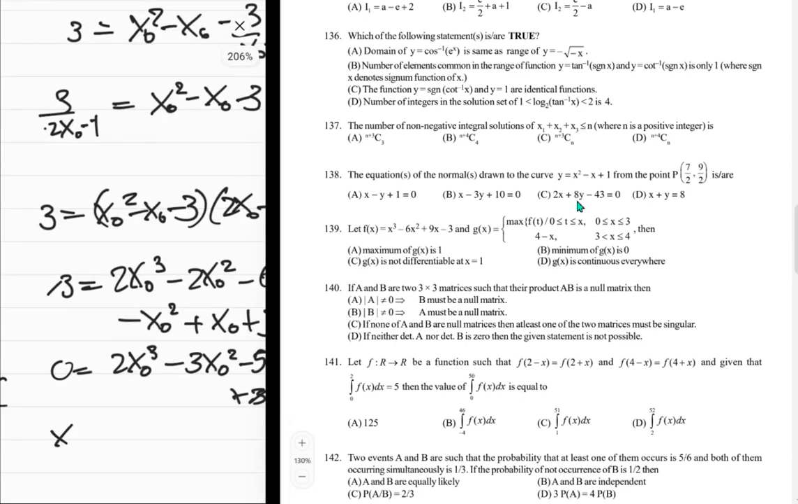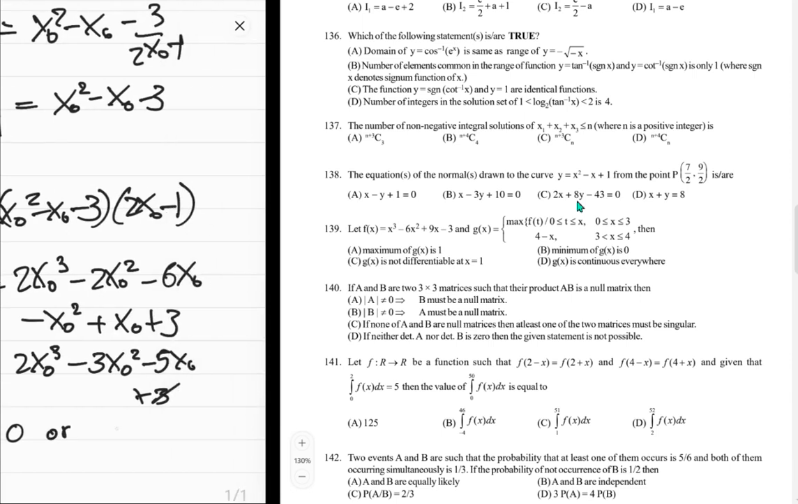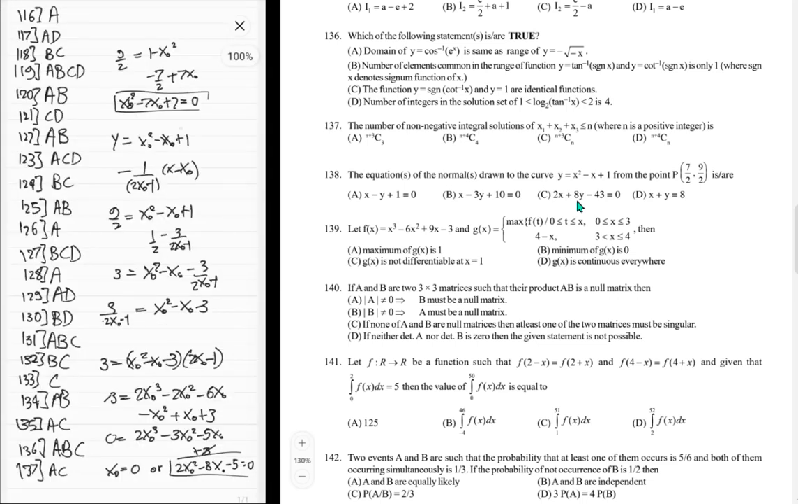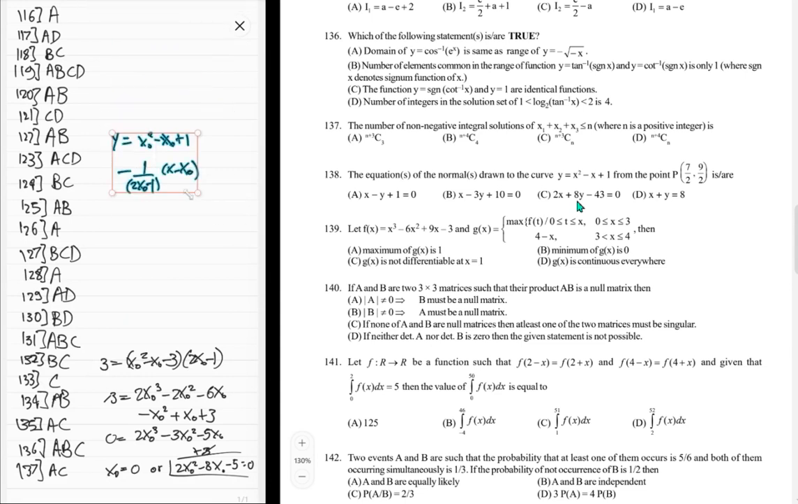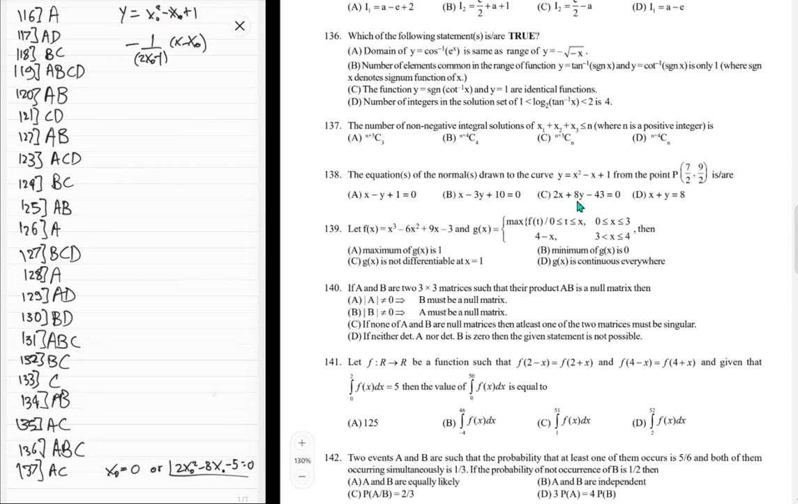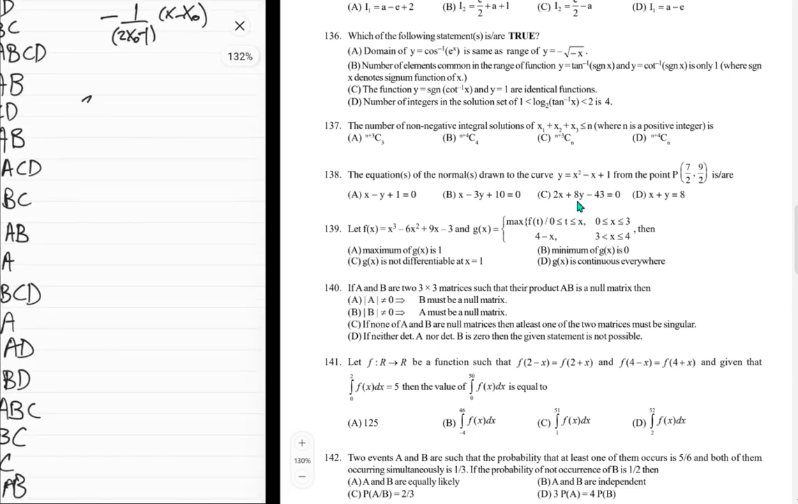So either x naught is 0, or you just have 2x naught square minus 3x naught minus 5 equal to 0. So two things have come out. Nice. And of course the equation stays. Right, so this is the equation that we want, and these are the conditions basically. Okay, cool. So one is 0, and for this we have to factorize: 2x naught square minus 5x naught plus 2x naught minus 5.